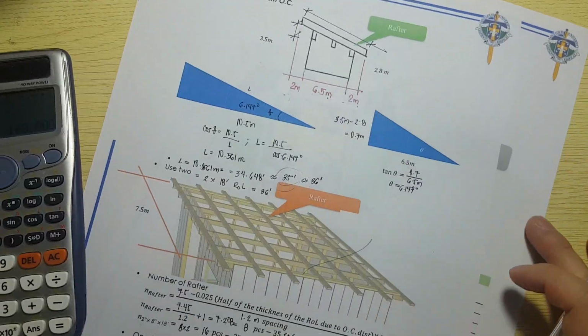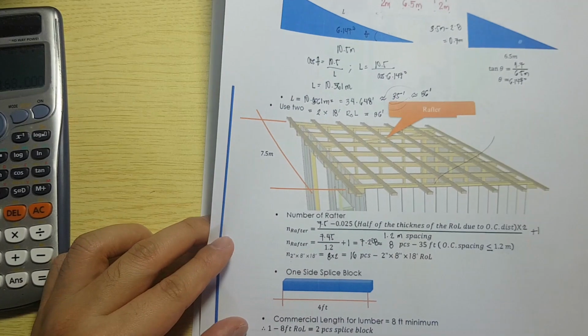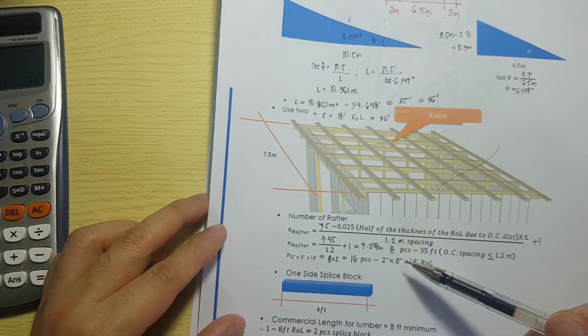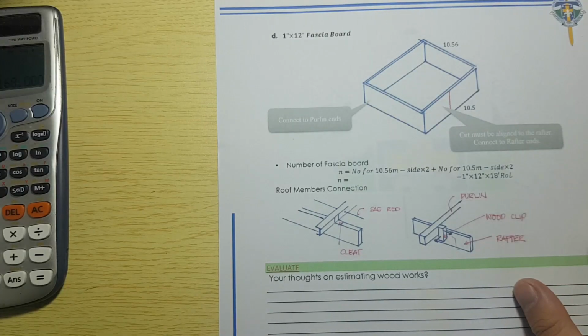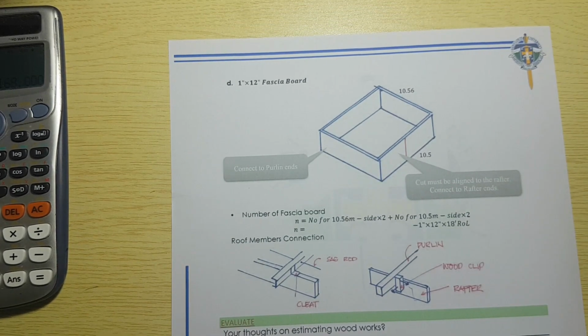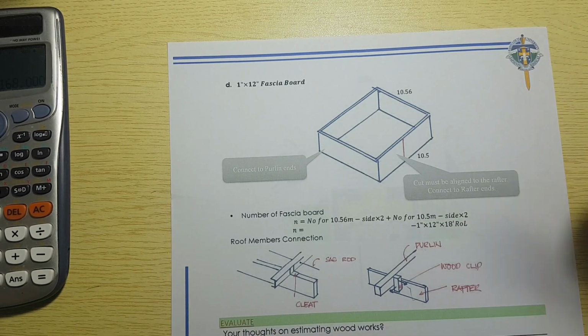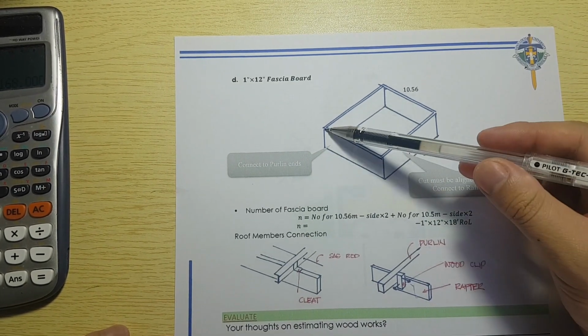Then, for the rafter here, we used 8 inch. Okay? And lastly would be the fascia board. So for fascia board, we use the fascia board simply to design or to cover the roofing system.